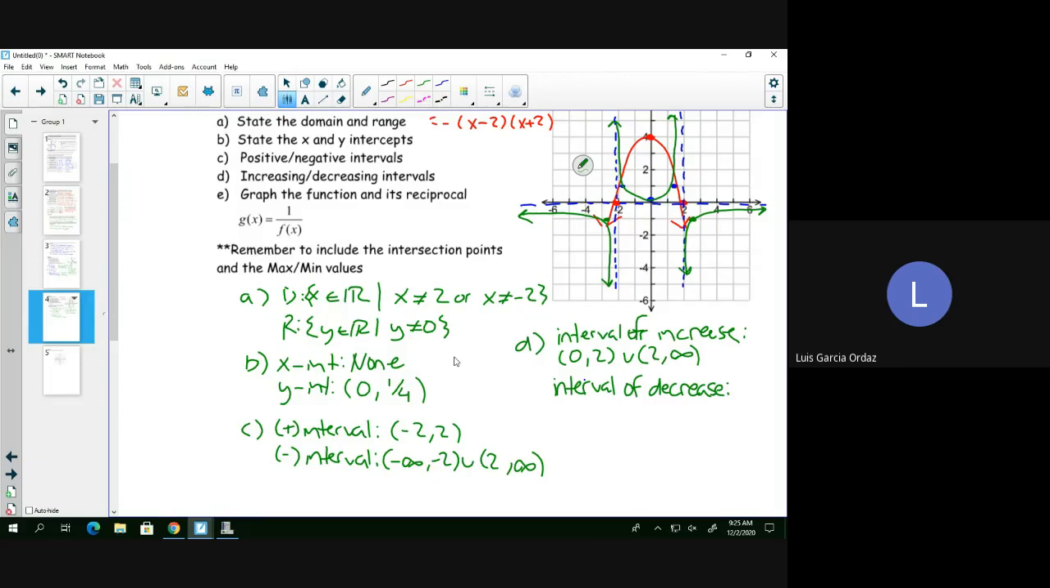So what is our interval of decrease? Negative infinity to negative 2, and negative 2 to 0. Yep. And negative 2 to 0.